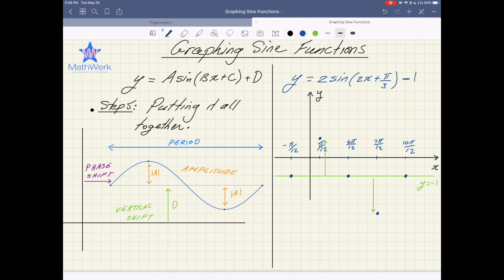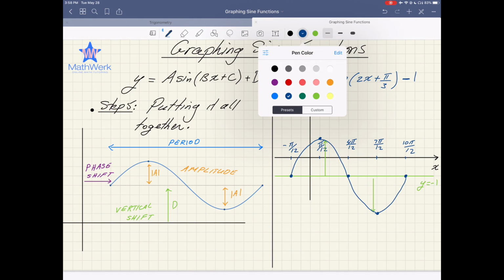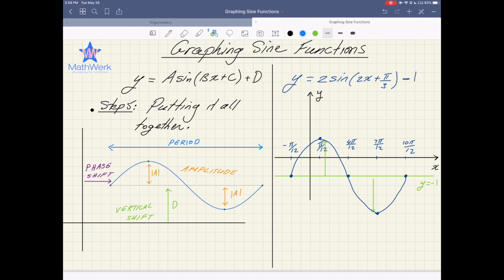Okay, so now these 5 points will determine the shape of our sine function. So if I join these points now, using the shape that we've determined, we have a graph of 1 cycle of the sine function. Okay, so let's look at these 4 properties that we see here. First, let's mark the period on the graph. This distance here is the period, which is pi.